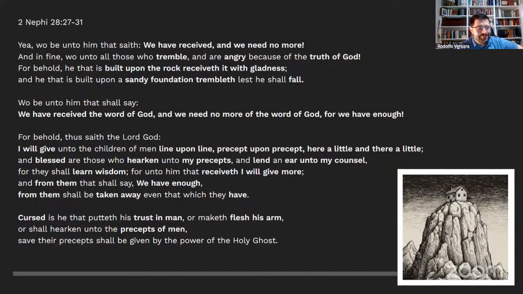And blessed are those who hearken unto my precepts and lend an ear unto my counsel, for they shall learn wisdom. For unto him that receiveth, I will give more. And from them that shall say, we have enough, from them shall be taken away even that which they have.